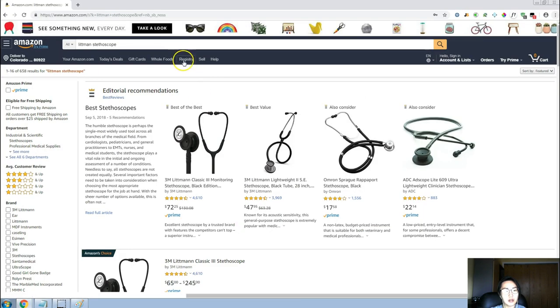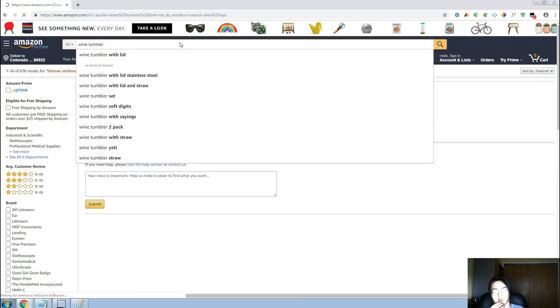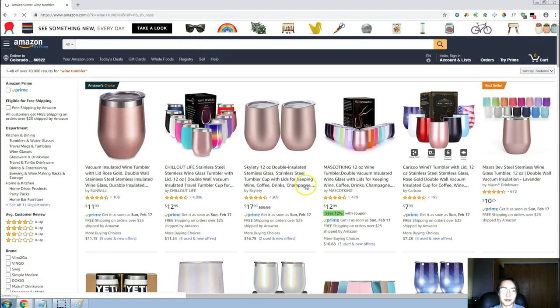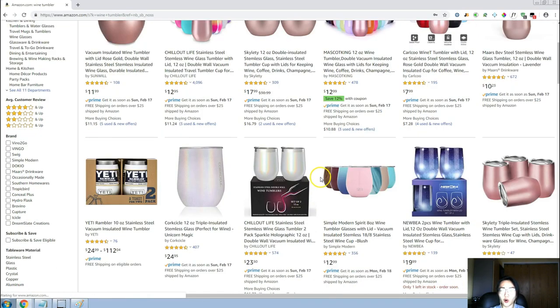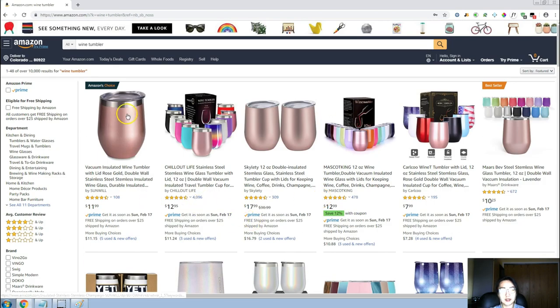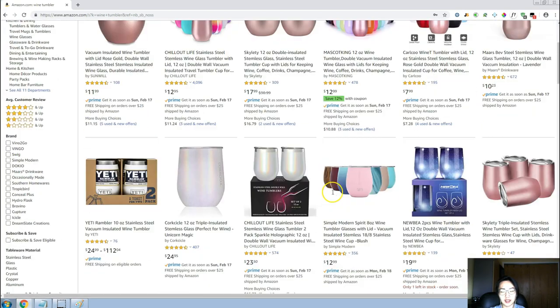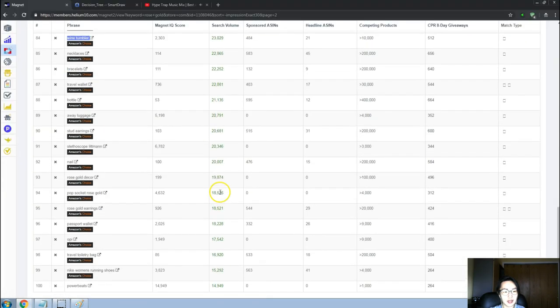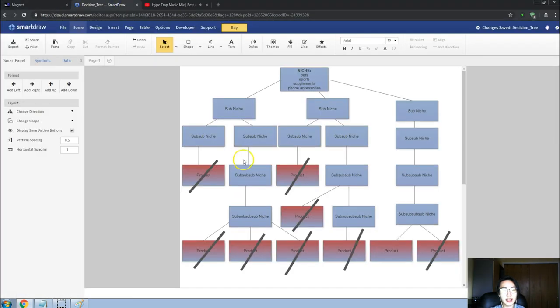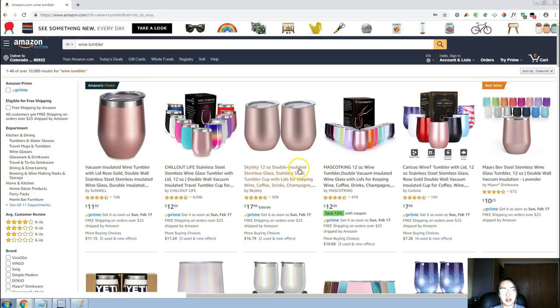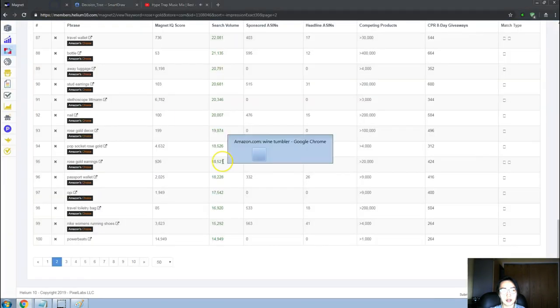Wine tumbler. This can be saturated. Rose gold. This is best selling because it's rose gold. $4,300, $600. Nah. It's one of those things where it's probably like here, maybe here. Not niche enough.